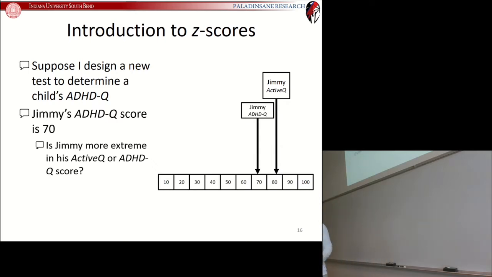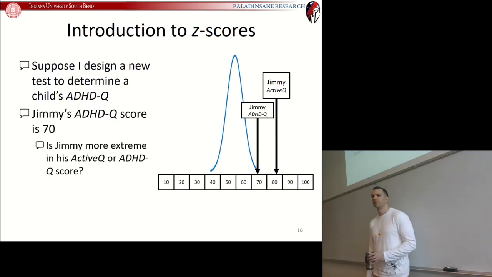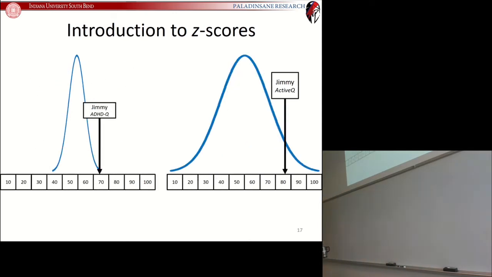So what we need to do is put them in a distribution, because the conclusion that Jimmy's active Q score is more extreme than his ADHD Q score is completely wrong if that is the distribution for scores on the ADHD Q. So let's split up the two distributions. Here we have the distribution for scores in the population on ADHD Q. Here we have the distribution for scores in the population on active Q. And you can see in both cases, Jimmy is above the average. In both cases, Jimmy scores higher than most people in that population.